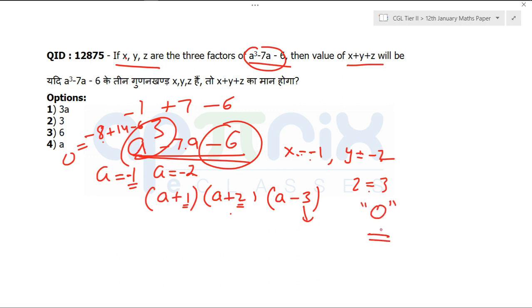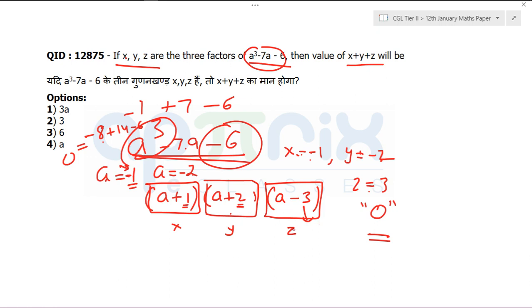But do not make this mistake. Why? Because the factors that I have written, they were not talking about this value a is equal to minus 1. Understand this, right? They were talking about this a plus 1 is x, a plus 2 is y, and a minus 3 is z, right? These three factors are something which divide the expressions completely. Getting my point or not?